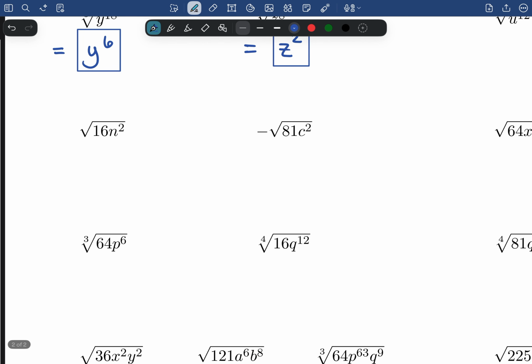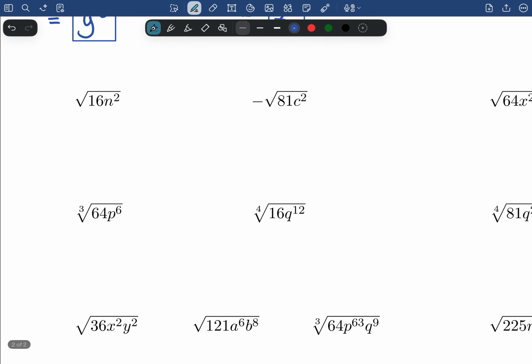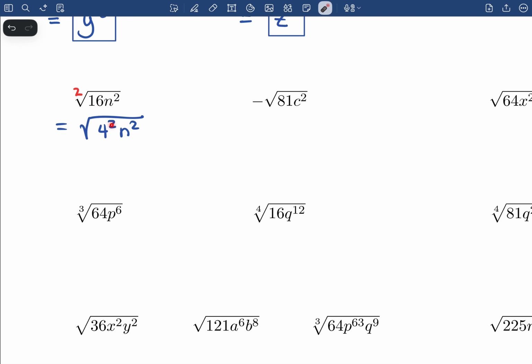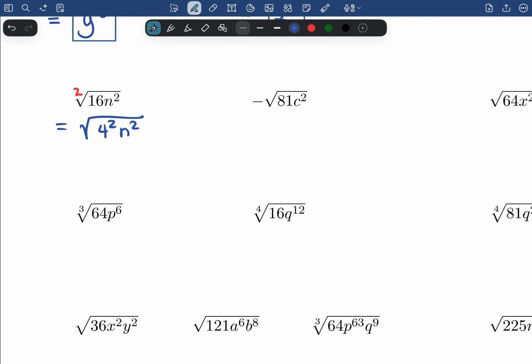Let's move on. We've got the square root of 16 times n squared. Right? So I'll put that square root right there. And now I have two pieces to think about here. I want to show you that this is the same thing as the square root of 4 squared times n squared. My brain sees a perfect square. 16 as a perfect square is 4 squared. And then I have n squared. So rewriting it like this can be very helpful.